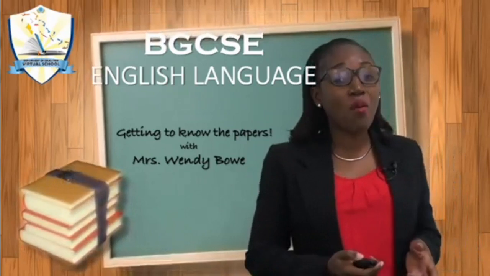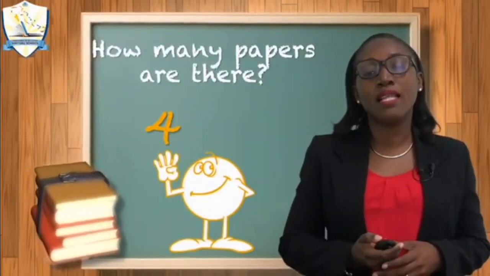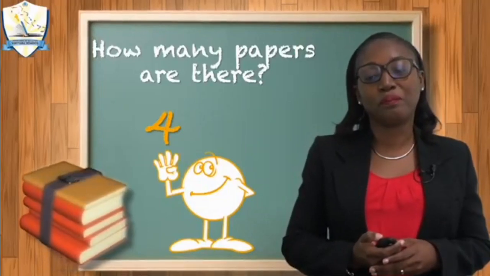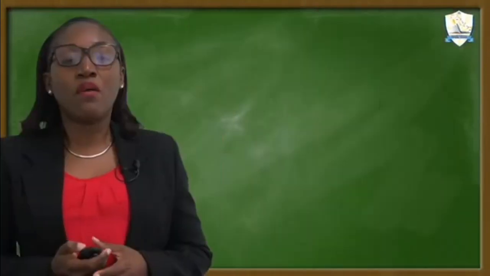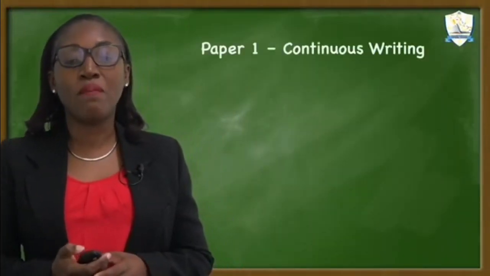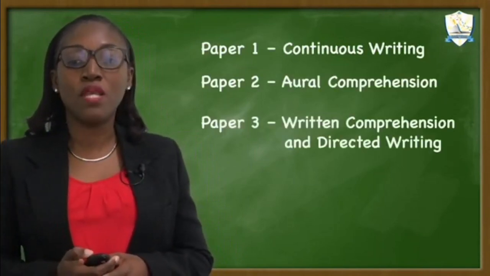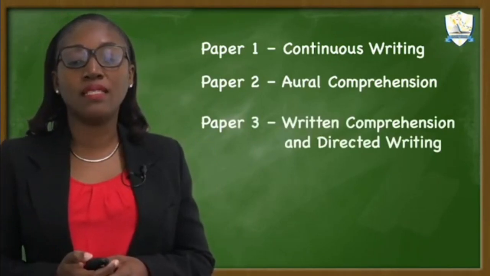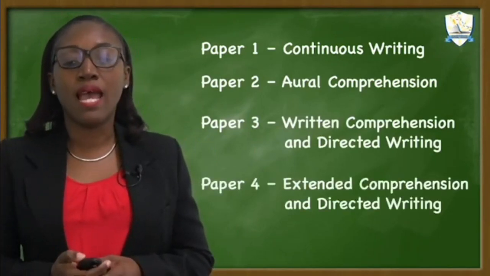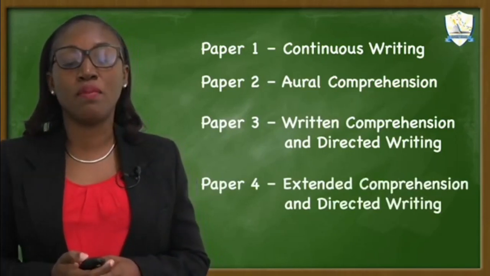Can you tell me how many papers there are? There are actually four language papers. Let's look at each one of those papers a little bit more closely. There is first paper one, the continuous writing paper. Paper two, our oral comprehension. Paper three, the written comprehension and directed writing paper. And paper four, the extended comprehension and directed writing paper.